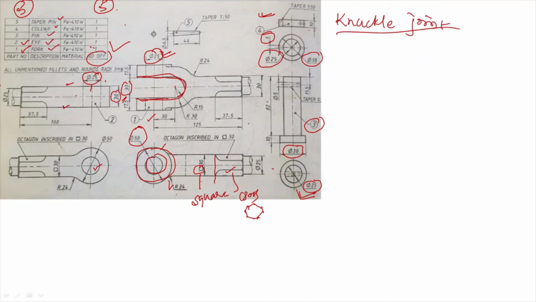You can just observe here. It has a small hole here. The taper of that hole is 1 is to 50. Next, coming to the last part, it is a taper pin.